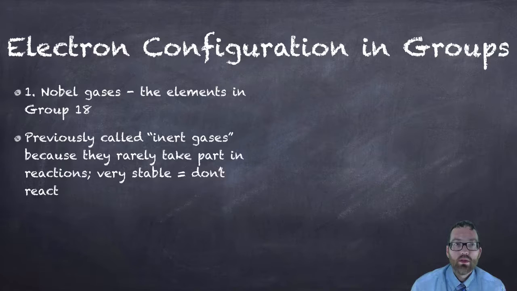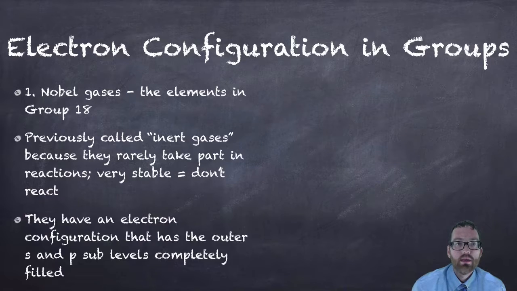They were previously called inert gases because they rarely take part in reactions. They're very stable, which means they don't react. They have an electron configuration that has the outer s and p sublevels completely filled.